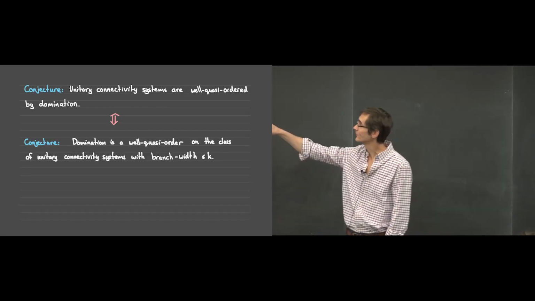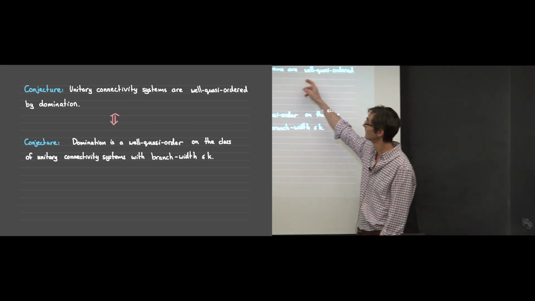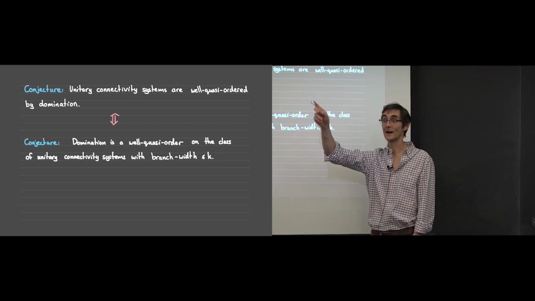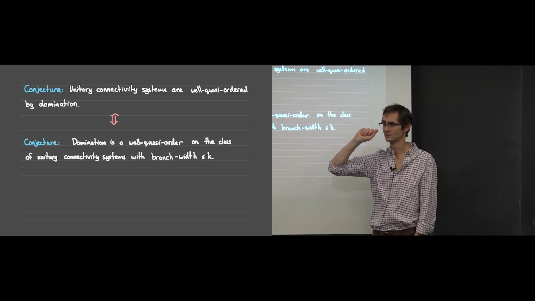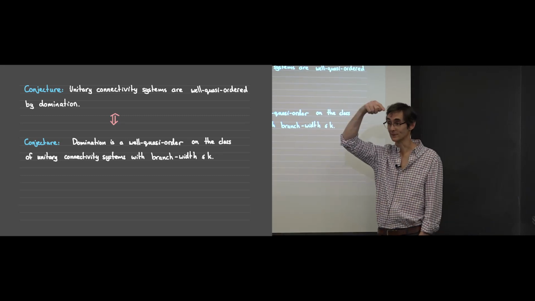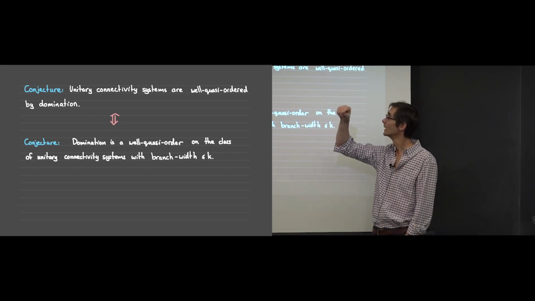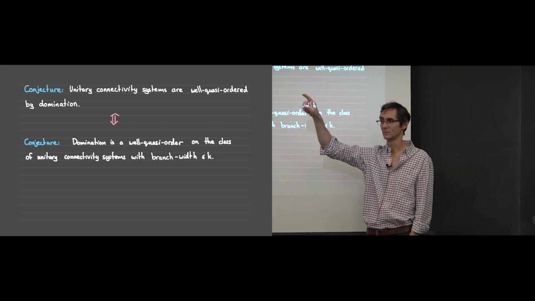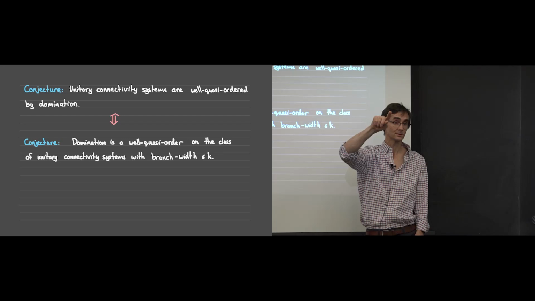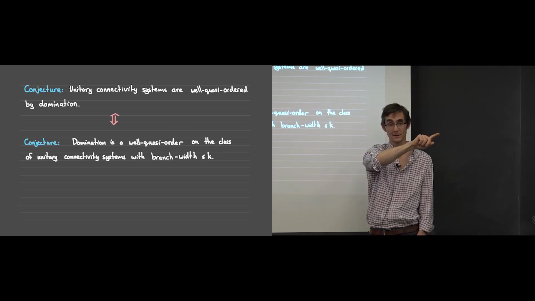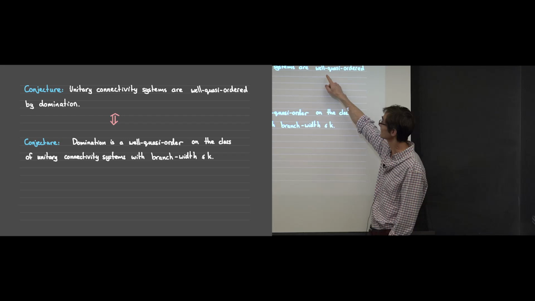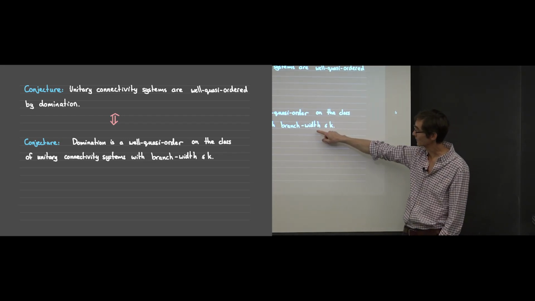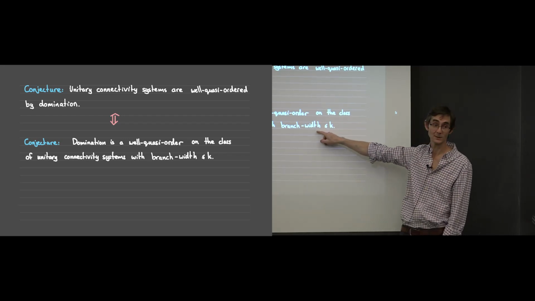And this means that if you look at an anti-chain under domination, you certainly can't contain arbitrarily large omnivores, because they'll eat up the other elements in the anti-chain. But that also means you can't have arbitrarily large branch width, because large branch width gives you large omnivores, and that'll eat up the other elements in the anti-chain. So that means that if you want to prove this theorem, it's enough to prove it for unitary connectivity systems with bounded branch width.